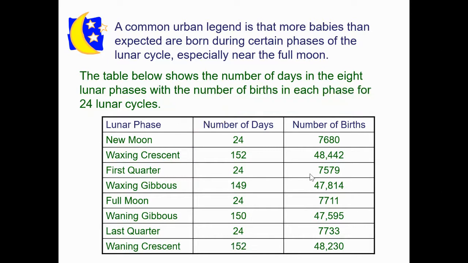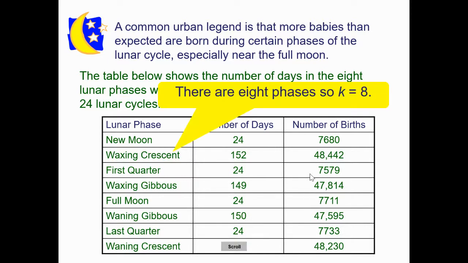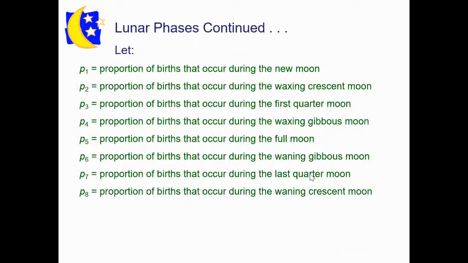I was going to ask how many phases there were, but I kind of just gave that away. There's 8 phases, which means our K is equal to 8. So we're going to let each of the proportions pertain to a phase. So P1 is the new moon, P2 waxing crescent, P3 first quarter, etc. All the way to P8, which is the waning crescent.